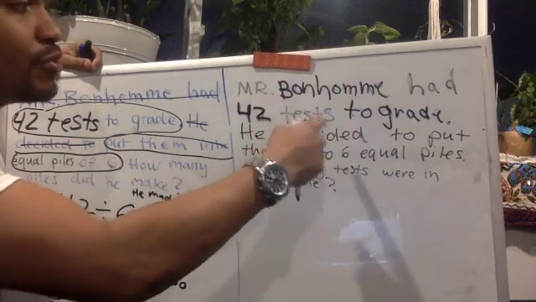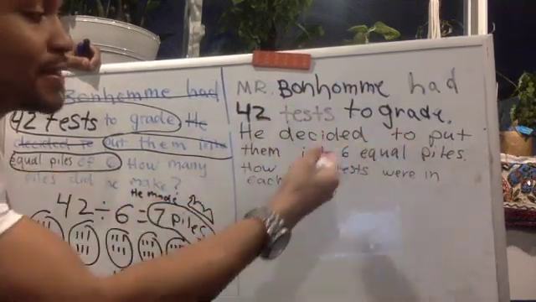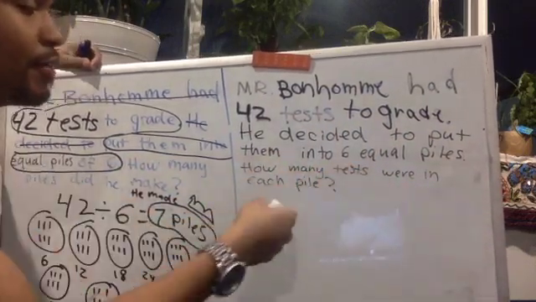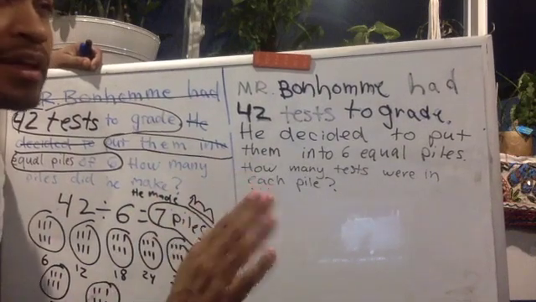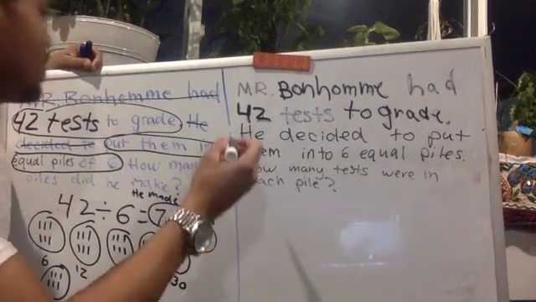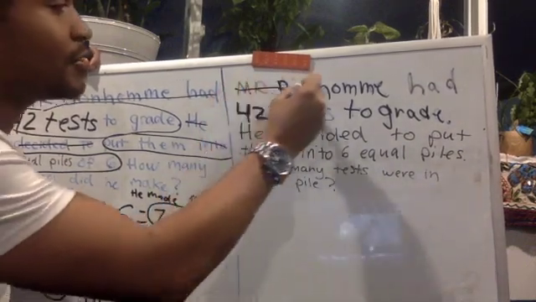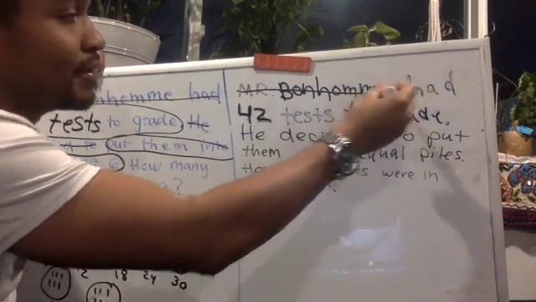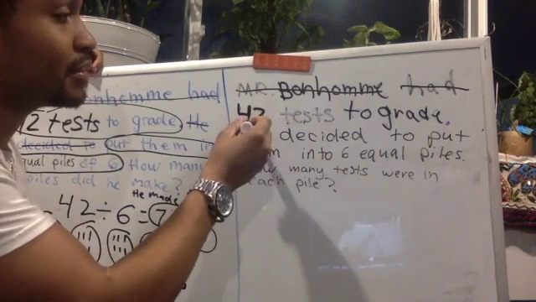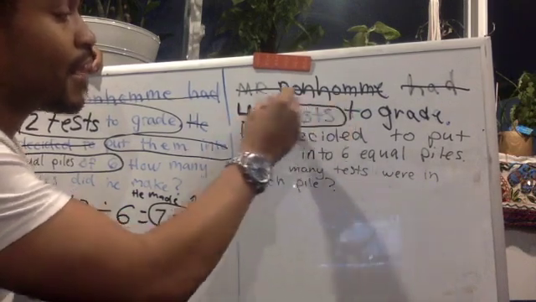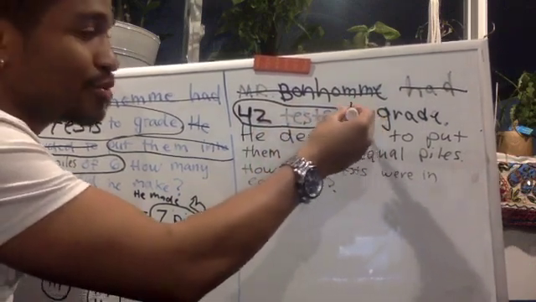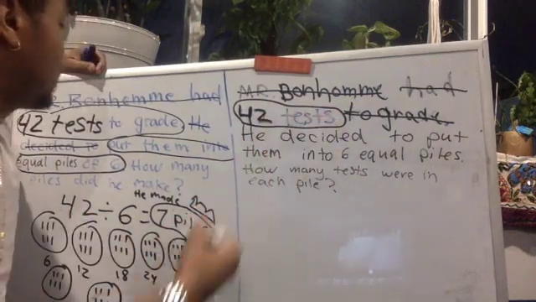Mr. Bonhomme had 42 tests to grade. He decided to put them into 6 equal piles. How many tests were in each pile? Now I'm just going to eliminate any words that are kind of distractions or not super important for me to solve this. Mr. Bonhomme, he's a great guy, but that's not really important. Had. 42 tests. I have the quantities and I have the units. To grade, not super important. So 42 tests.